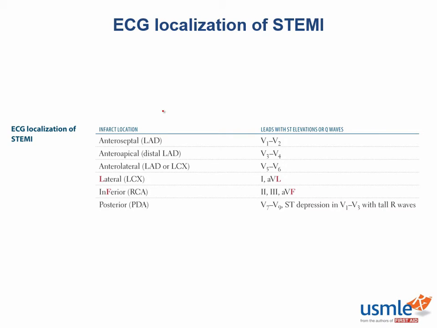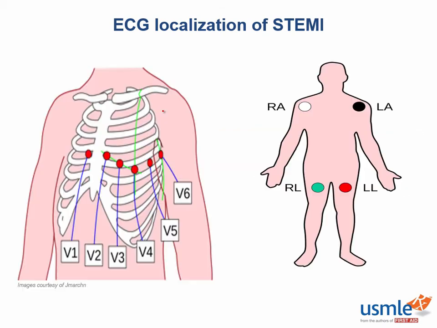First off, we need to know how the leads are arranged on the patient. Here are a few great images to represent lead placement. On this first image here, you can see our precordial leads, and these are leads V1 through V6. And on our second image here, you can see a few of our limb leads. And if you remember back to Einthoven's triangle, this includes leads 1, 2, and 3, as well as AVR, AVL, and AVF.